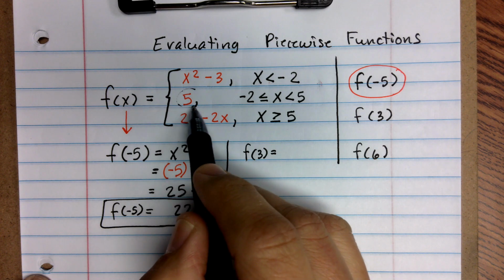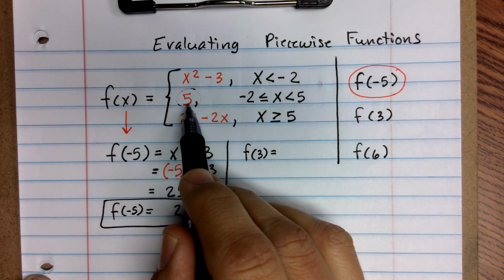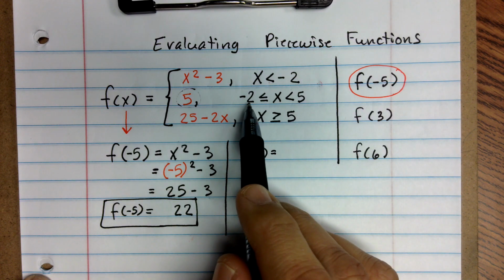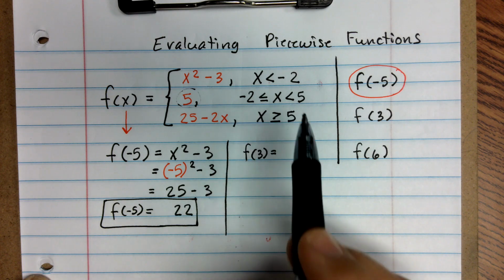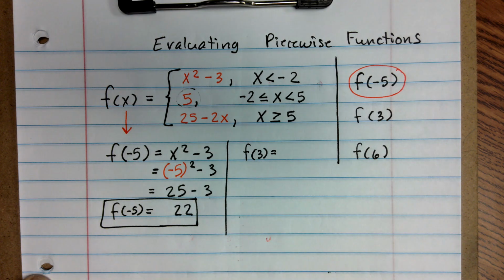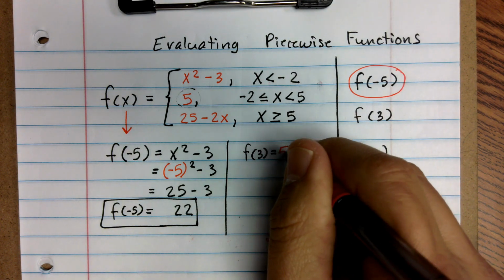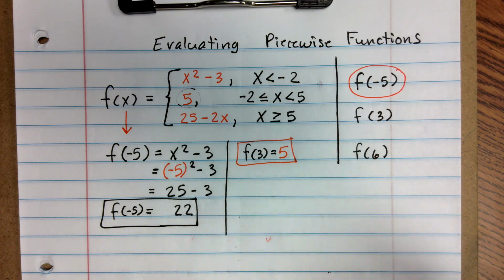And on this one, it's really straightforward and simple. Notice there's not even any variables. They're just telling us that anytime x is anywhere in between -2 and less than 5, anytime it's in that range, the answer will always be 5. So f of 3 is simply going to be 5. And we don't even have to work anything out. All we had to do is substitute that value in.